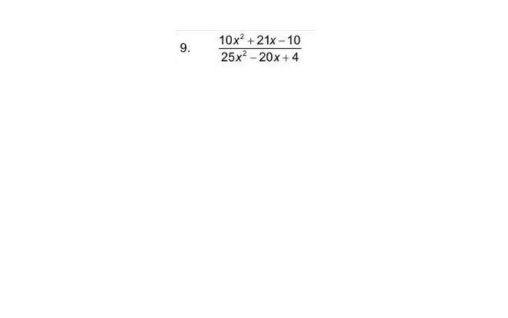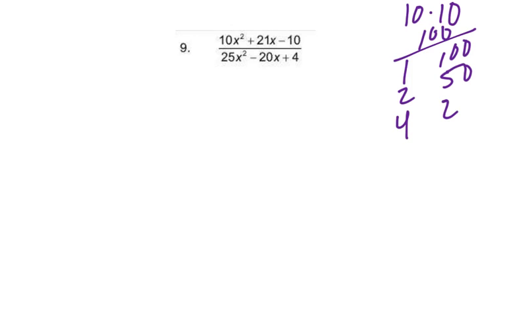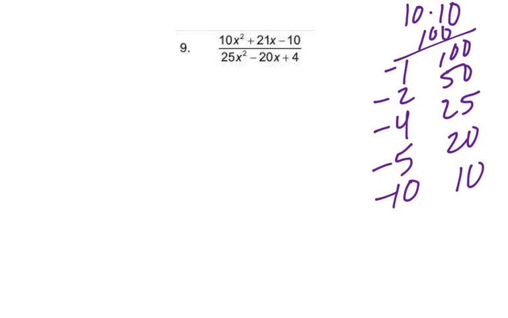Okay, on the top one, you're going to find the factors of 10 times 10, which is 100. So you've got 1 and 100, 2 and 50, 4 and 25, 5 and 20, 10 and 10. Signs are different. Large one's positive, so the small one must be negative, and they have to equal 21.